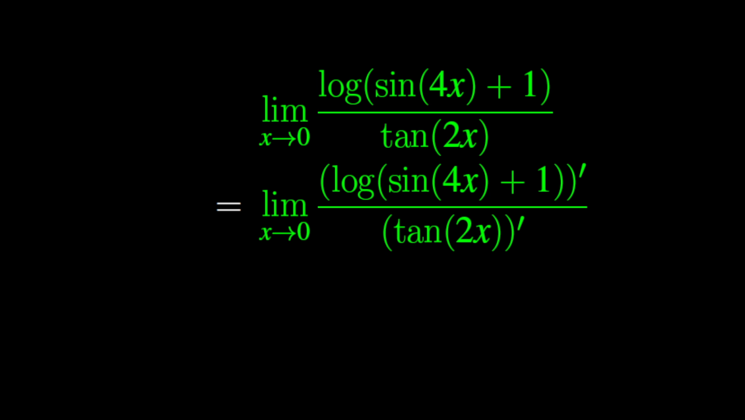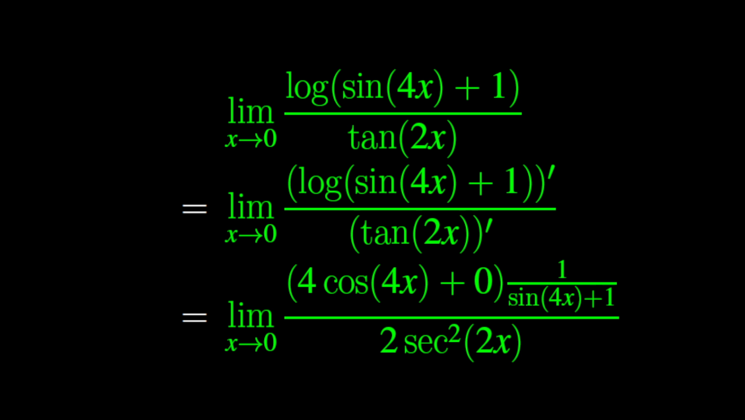According to the L'Hospital rule, the limit as x goes to 0 of the fraction logarithm of sine of 4x, plus 1, over tangent of 2x is equal to the limit as x goes to 0 of the derivative of the numerator, logarithm of sine of 4x, plus 1 prime, over the derivative of the denominator, tangent of 2x prime.